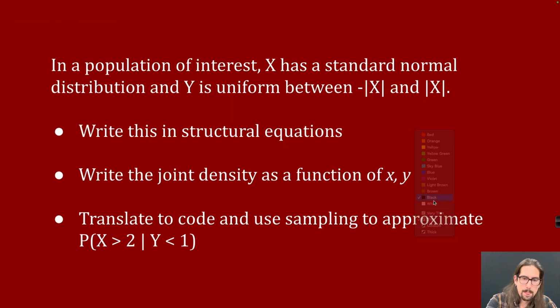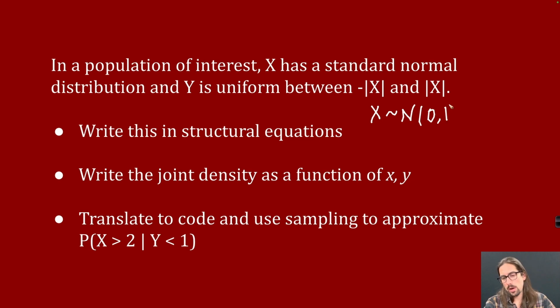First things first, let's write this in structural equations. Step 1, x has a standard normal distribution. That is easy enough. The way that we write this is like this. This little tilde guy: first we write the name of the random variable, x, tilde, and then the name of the distribution with any parameters that the distribution has in parentheses. So here, this is what a statistician would understand to be a normal distribution with mean 0 and standard deviation 1, which we call the standard normal distribution.